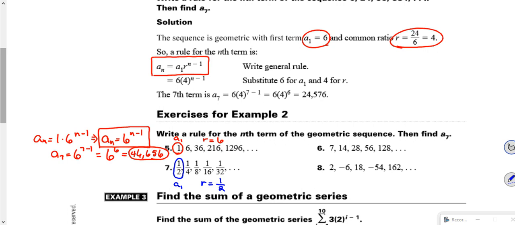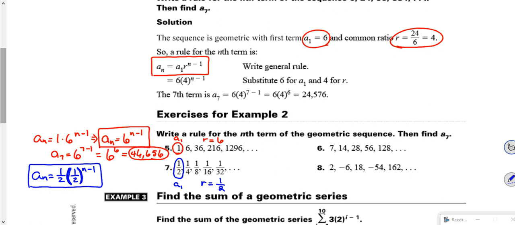Okay, so then my rule here, a sub n, is going to be 1/2 times my ratio of 1/2 to the n minus 1. There's nothing I can do to simplify that. That's it. Now be careful when you've got fractions. Notice I put the second fraction in parentheses. That n minus 1 exponent only applies to the ratio. It does not apply to the leading term. So that n minus 1 is only on that 1/2 that's in parentheses.